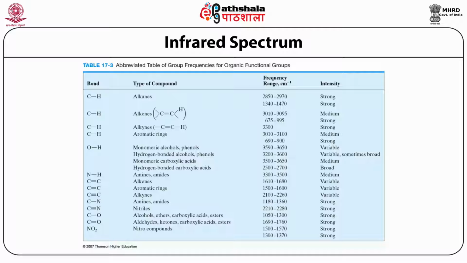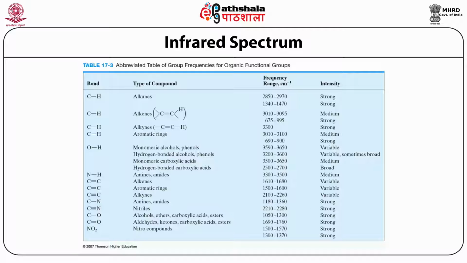Now we discussed the different typical signatures. For the amines, the N-H bond gives a medium intensity peak at 3300 to 3500. For the alkene, the carbon-carbon double bond, 1610 to 1680 with variable intensity. The aromatic ring carbon-carbon double bond gives a variable peak at 1500 to 1600. Alkyne gives a variable peak at 2100 to 2260.